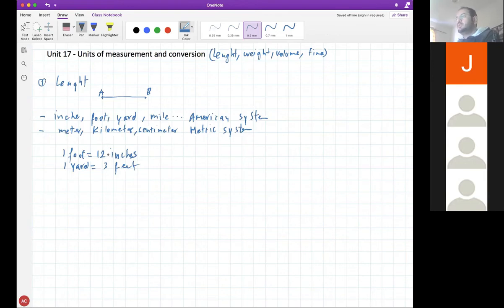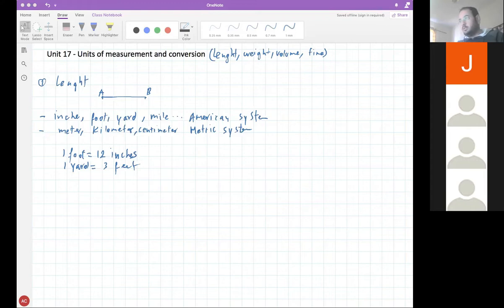Okay, so 1 foot is 12 inches and 1 yard is 3 feet. Now let's see the miles, maybe the yards to miles or foot to a mile. If we know one, we can convert to the other. So let's do yards to miles, or miles to yards, the other way around. So these are the basic ones. If you know the basic ones, we can convert to any other units we want to convert to.